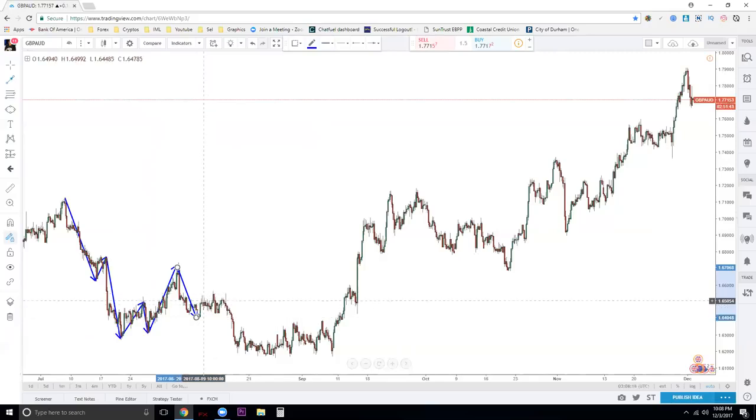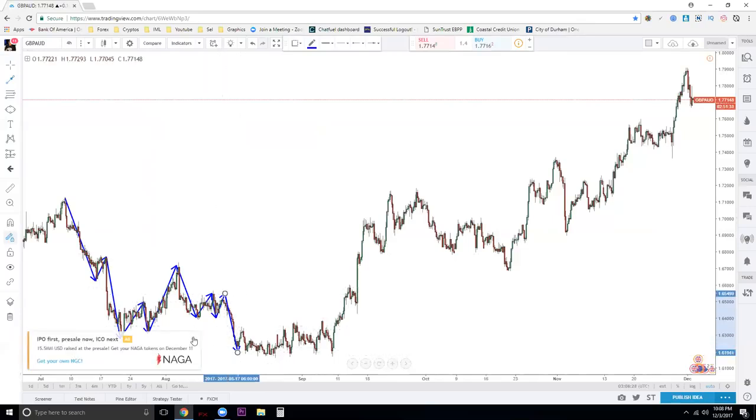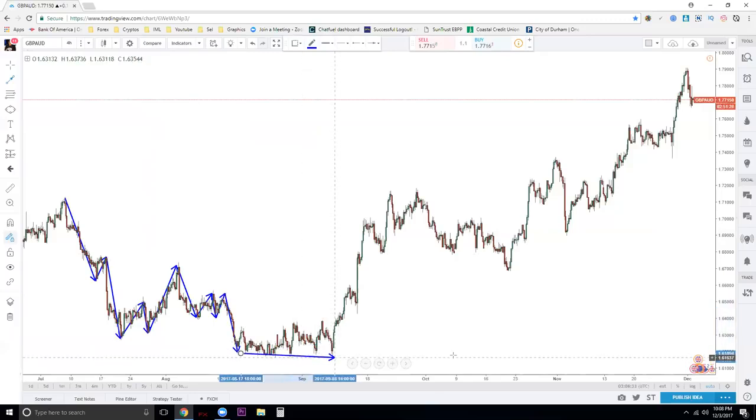And now this is just all consolidation right here. All this is just consolidation. You don't need to worry about that. And then finally it broke this structure right here again to bring us to a new low. All right. So obviously you want to pay attention to all these swings. All right. Now all this is just consolidation right here because this low was never broken.